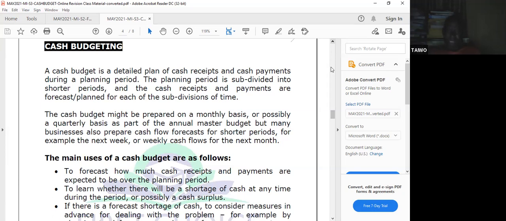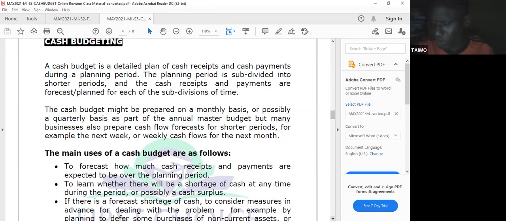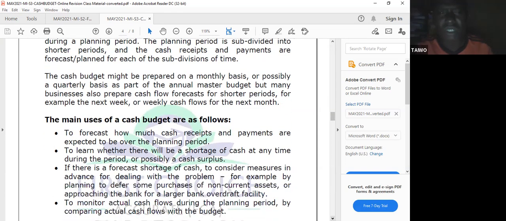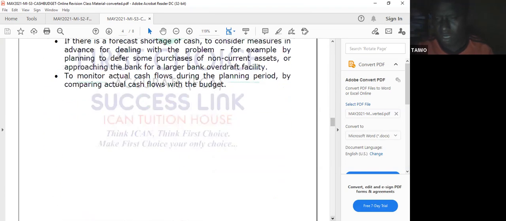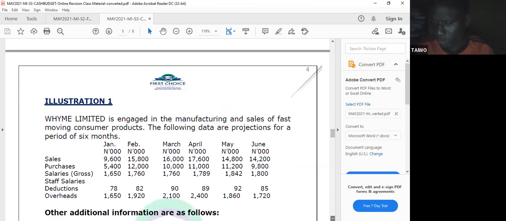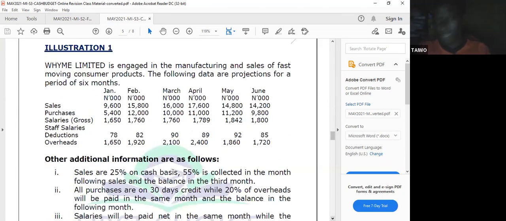Now, let's look at the questions so that I can use them to portray it. Though we don't have much time. Let me first read the question. Why Me Limited is engaged in the manufacturing and sales of fast-moving consumer products. The following data are projections for a period of 6 months. How many months? 6 months.